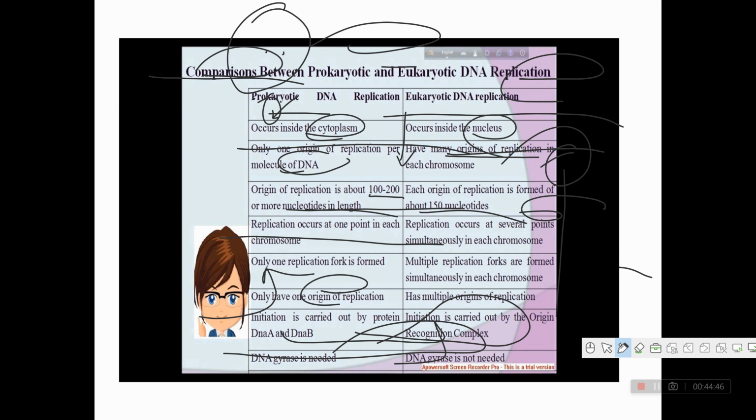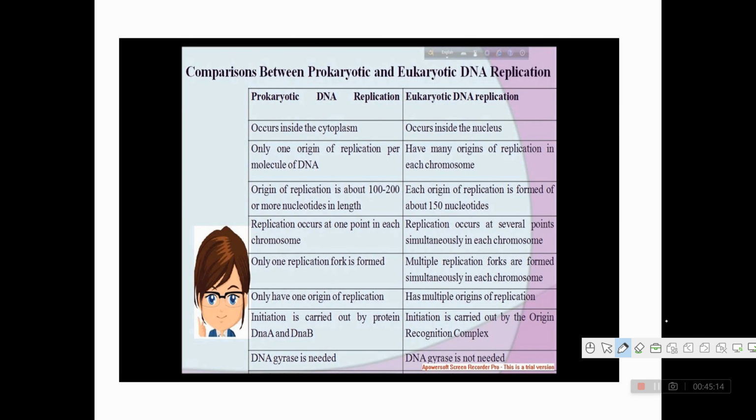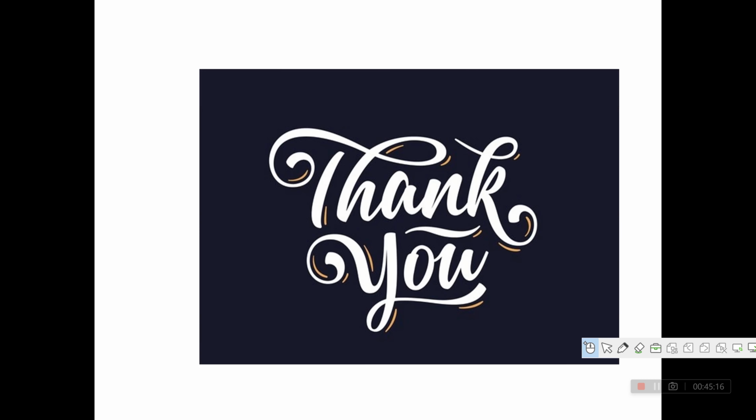Only one replication fork is formed in prokaryotes. Multiple replication forks are formed in eukaryotes. Already I told you, multiple replication forks form in eukaryotic DNA. In prokaryotes, initiation is carried out by proteins DnaA and DnaB. In eukaryotes, initiation is carried out by the origin recognition complex. A primer is needed in one, and not needed in the other. Okay. These are all the differences between DNA replication in eukaryotes and prokaryotes. So this is all about DNA replication. So thank you.